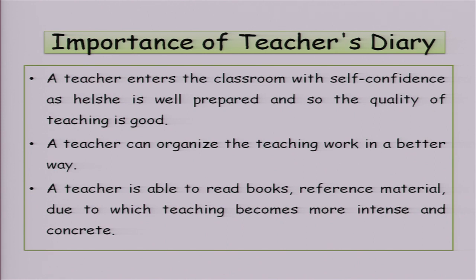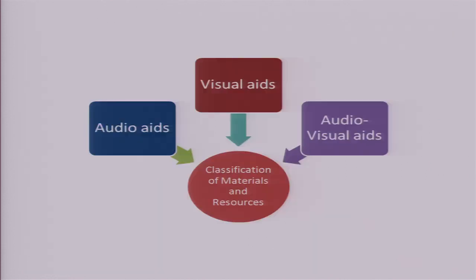A teacher can organize the teaching work in a better way. A teacher is able to read books and reference material and apply various types of resources. Coming to the next aspect, the classification of materials and resources. We have stated that a teacher can use various types of resources. For this, a teacher can use audio aids, visual aids, and audio-visual aids.